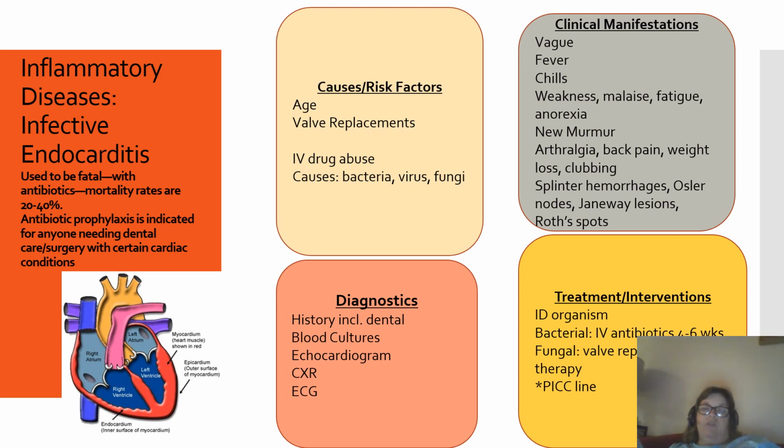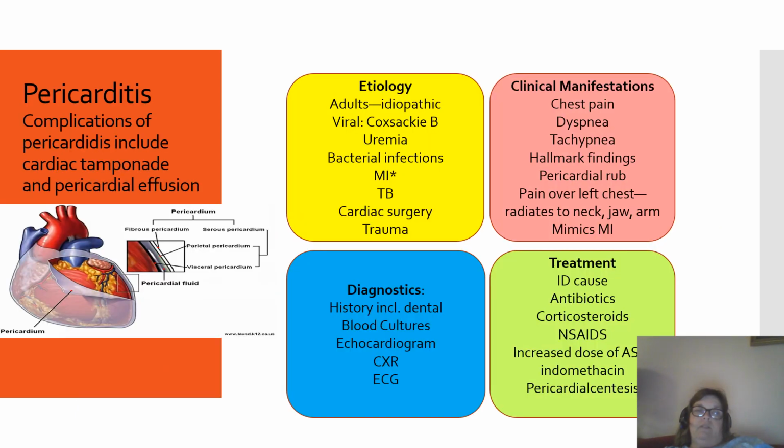Treatment and interventions: we want to identify the organism, or the causative organism. Bacterial, they'll give IV antibiotics for 4 to 6 weeks, and they'll likely need a PICC line for those IV antibiotics. Fungal, they may do a valve replacement and treat with antifungal.